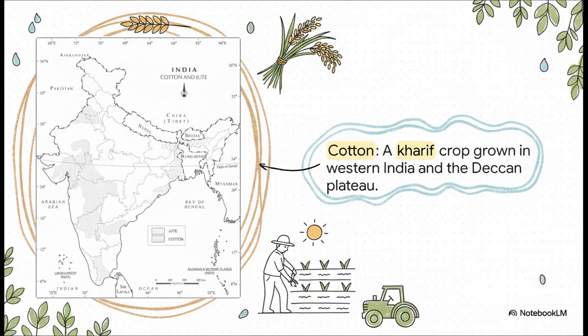So from food, let's switch over to fiber. Let's talk about cotton. All our comfy clothes come from this plant. It's a Kharif crop, and it absolutely loves the black soil of the Deccan Plateau. As the map shows, the main areas are in the west, in places like Gujarat and Maharashtra.